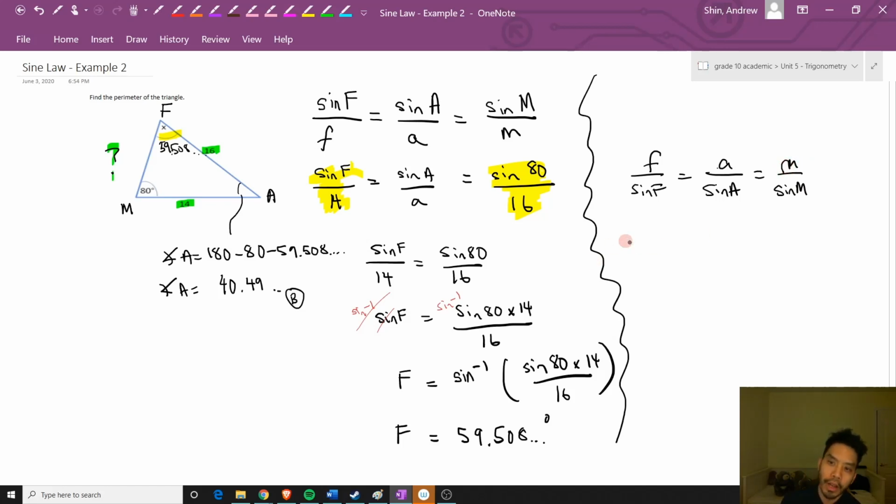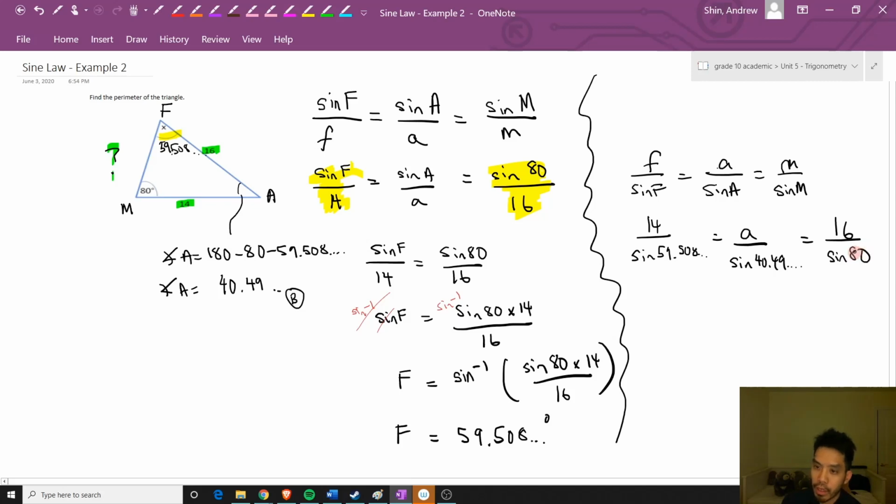That's an m. Okay, let's write down what we know. So side f is 14. Angle F is 59.508 dot dot dot. We do not know what side A is. We know what angle A is going to be, that's 40.49. And side M is 16, and angle M is 80.